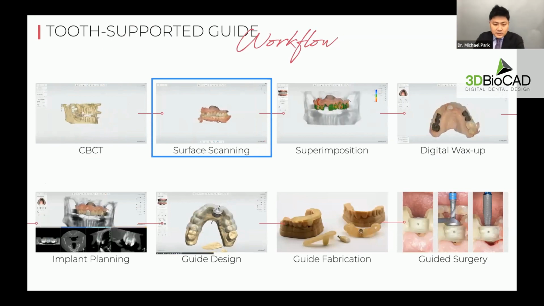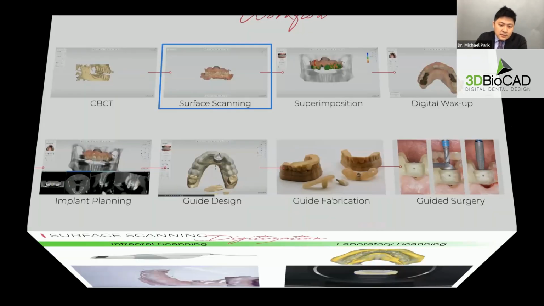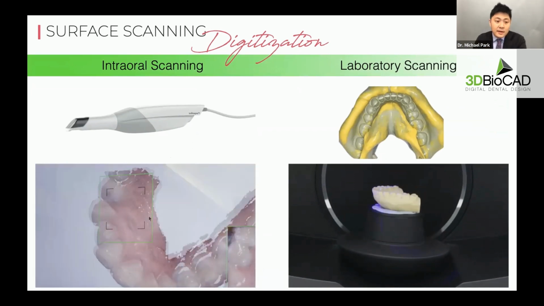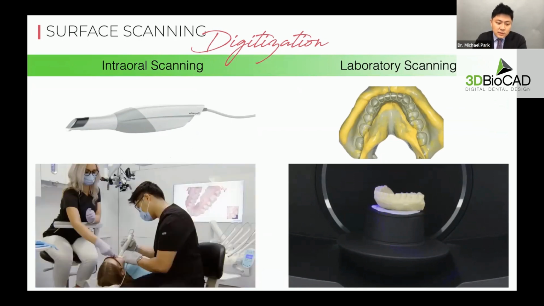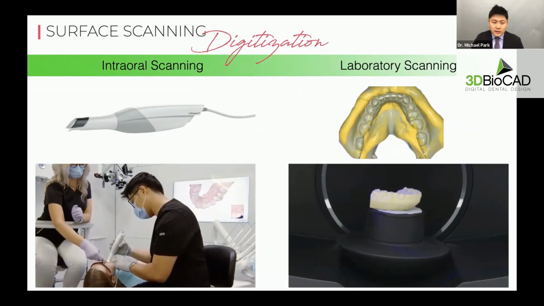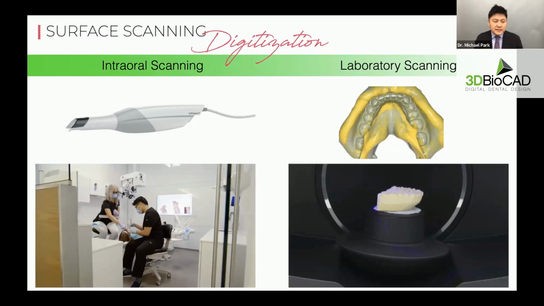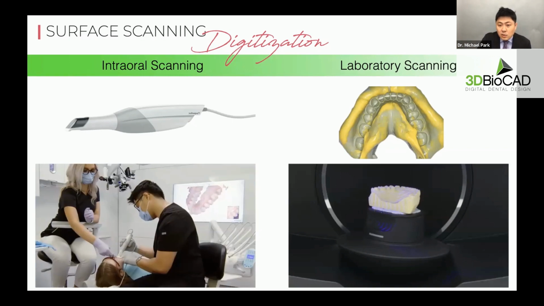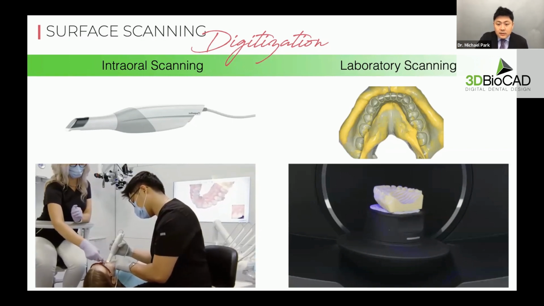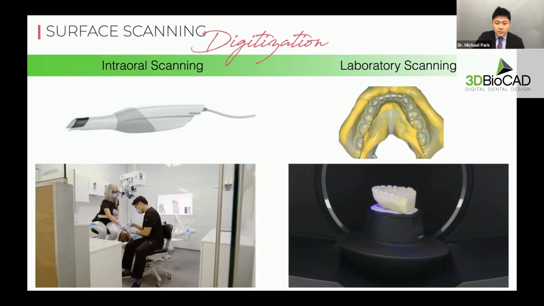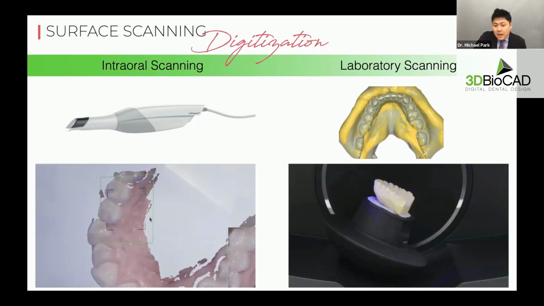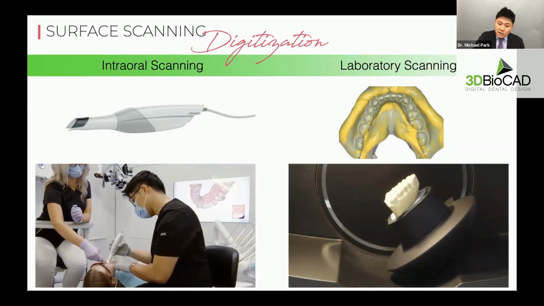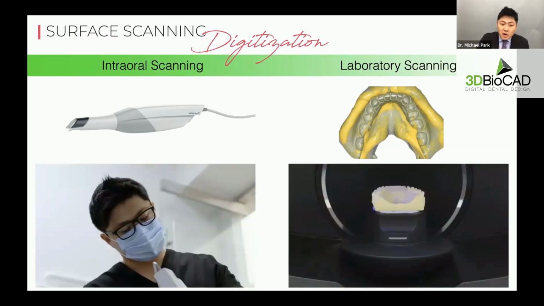So the next step is to do the surface scanning. There are two ways of doing the surface scanning. The way that I like to do it in my office is to use an intraoral scanner. We use a Trio scanner, and with the Implant Studio, it works very seamlessly. However, if you do not have an intraoral scanner in your office, you can take an impression, preferably using either PVS or polyether, and then send that to your lab, and the lab can pour the model and use a desktop scanner to digitize that model.